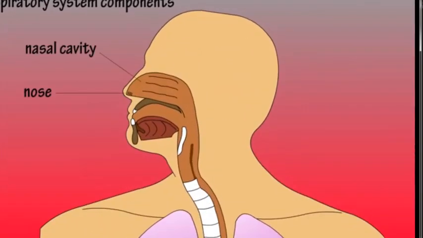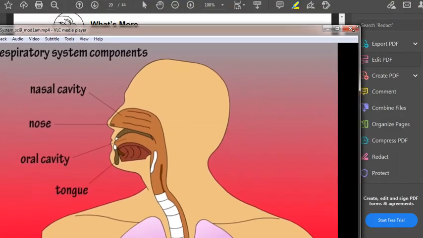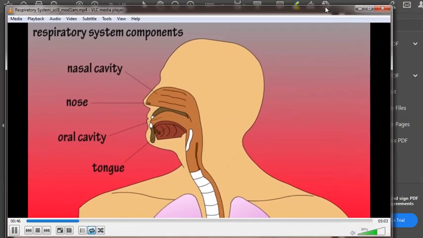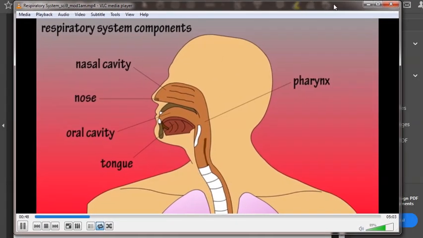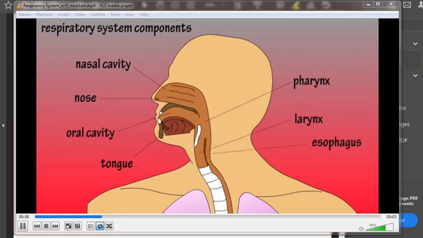Starting here with the nose and nasal cavity, the mouth or oral cavity. The pharynx is here, and it is what we consider the throat. The pharynx is considered part of the digestive system as well as the respiratory system, and it connects the respiratory openings to the larynx and esophagus. The esophagus is not part of the respiratory system, and I'll get to why I put it in the diagram in a minute.